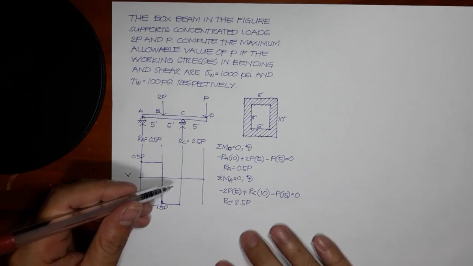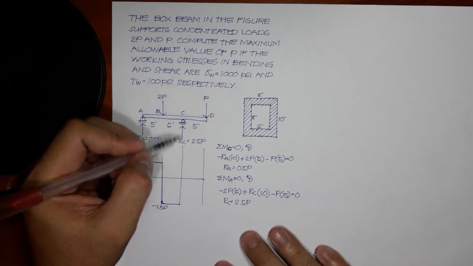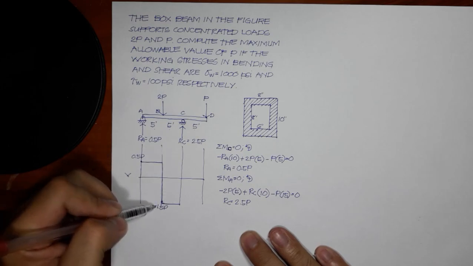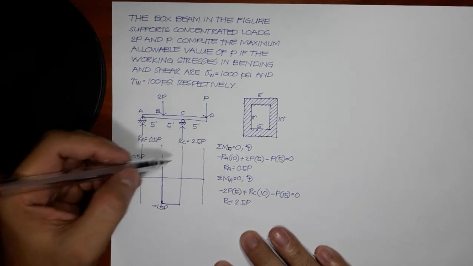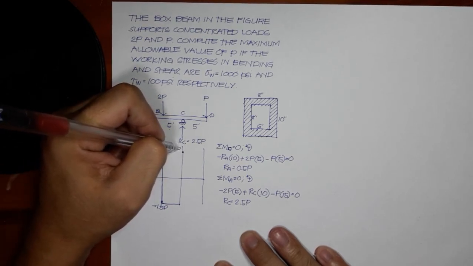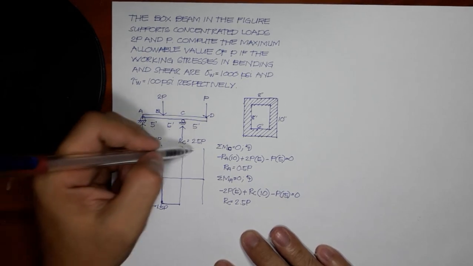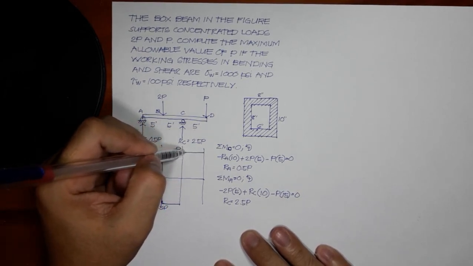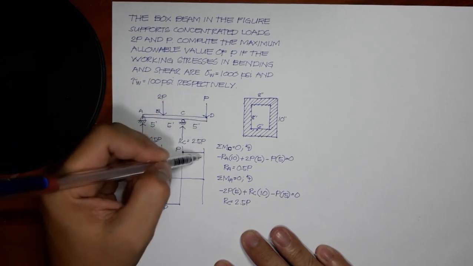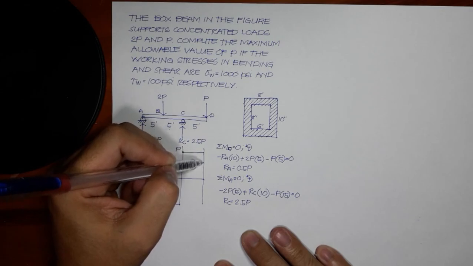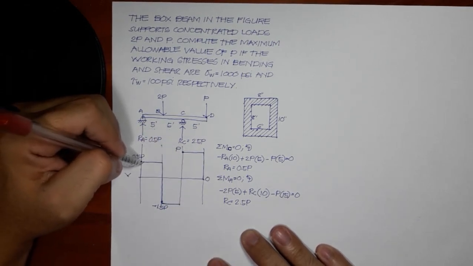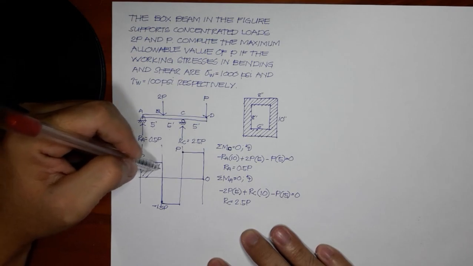Then a load here goes up, or the reaction goes up, 2.5. So negative 1.5 plus 2.5, that will be P. And then we see no load, so horizontal. And then it goes down with this load, which is P. So P minus P equal to 0. That is our shear diagram.